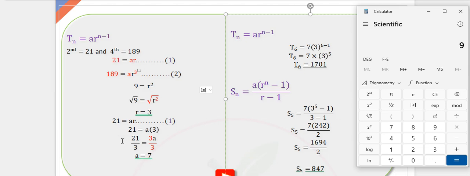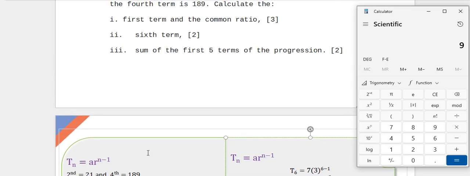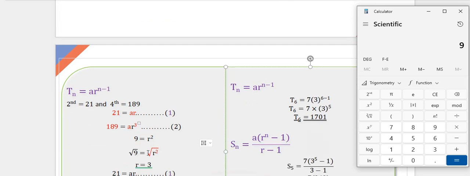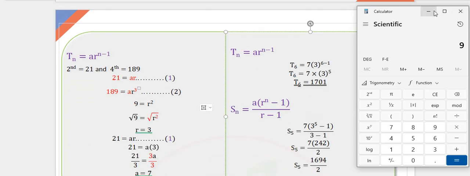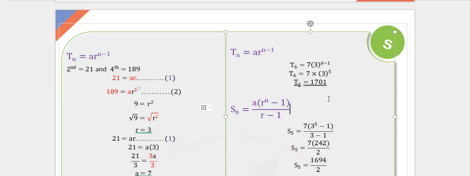So now that we've found the first term and common ratio, the next question was to find the sixth term. Let's try to find the sixth term. We all know that this is the formula Tn equals AR^(n-1). We are looking for the sixth term, so n is 6. The first term is 7 and the common ratio is 3. If you don't know where I found that, rewind the video.